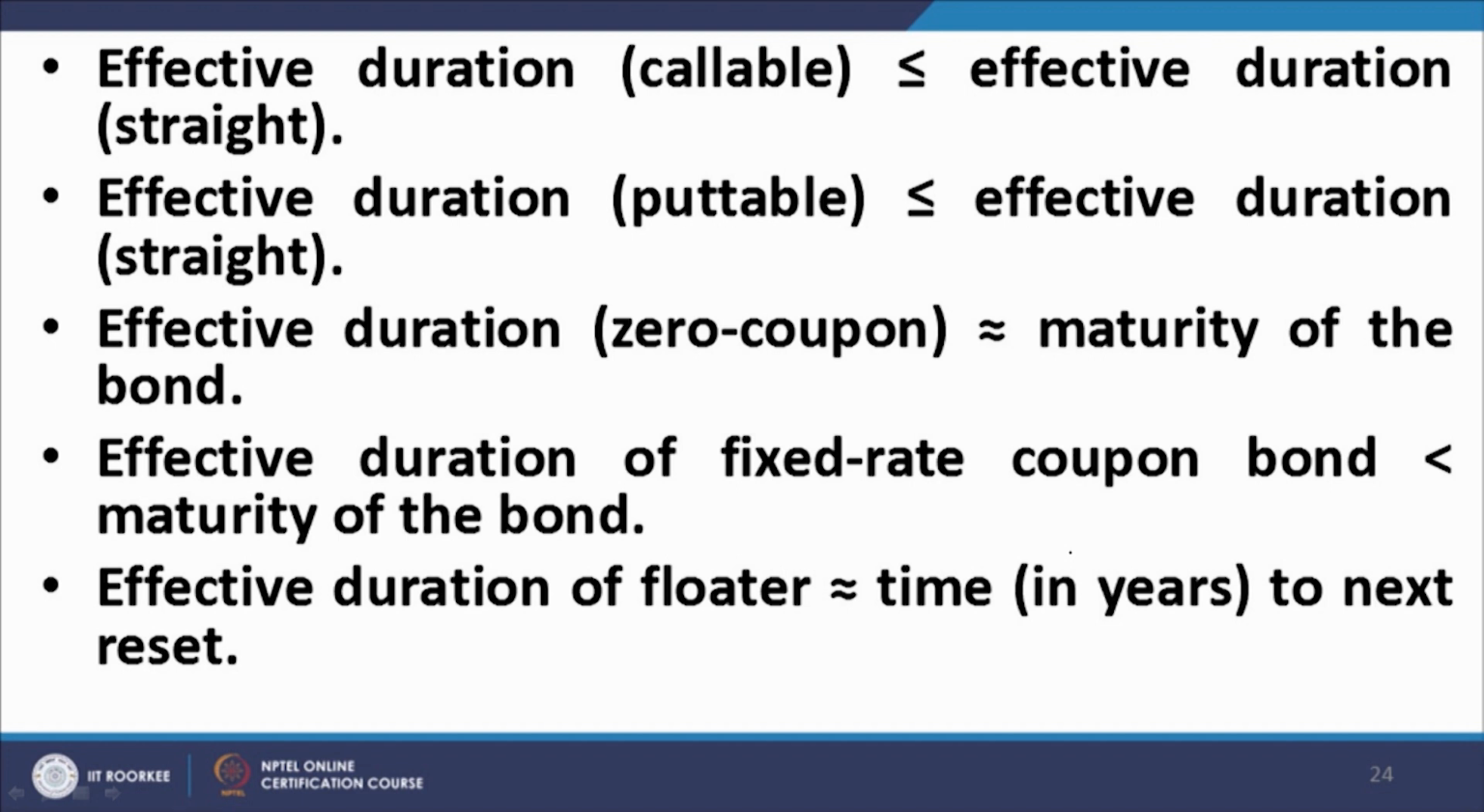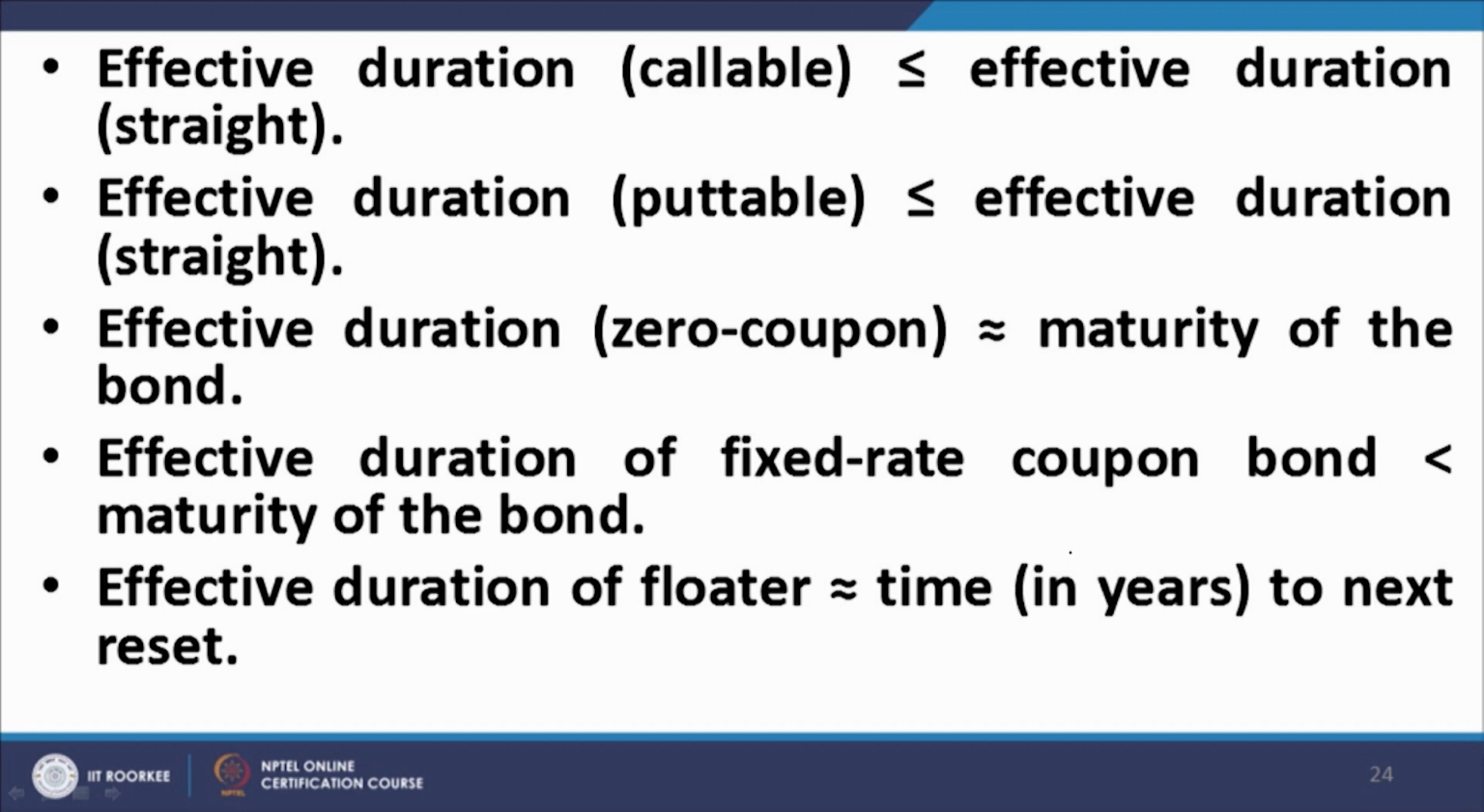Effective duration of a zero coupon bond is equal to the maturity of the zero coupon bond. Effective duration of a fixed rate coupon bond is less than the maturity of the bond. Effective duration of a floater is equal to or approximately equal to the time in years to the next reset. We shall be talking later on about floating rate bonds.